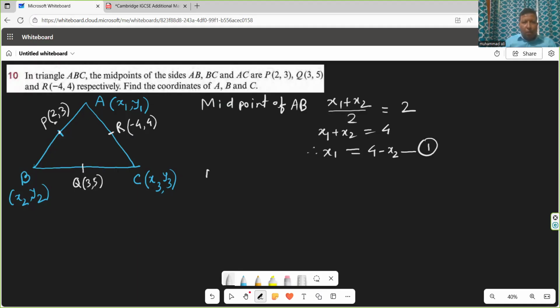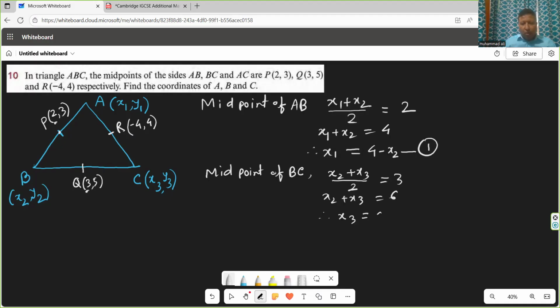Now, midpoint of BC. Midpoint of BC is (x2 plus x3) divided by 2 equals 3, because the Q coordinate is 3, x value. So x2 plus x3 equals 6. From here, we get x3 equals 6 minus x2. We mention this is equation 2.